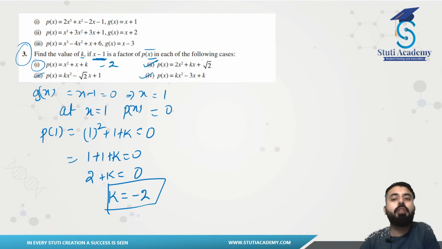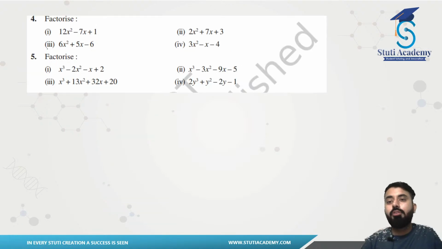Just put the value of x to be 1. Find out the value of k. Quite easy. You can easily solve them. I hope you guys will be able to solve them. So quite easy. Attempt these on your own. Now I'm going to move forward with this. So we have these questions right here. We have to factorize them.